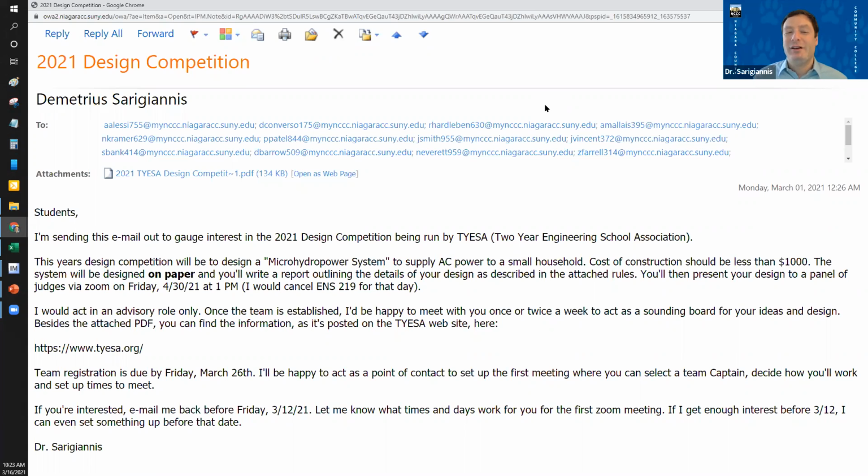the design criteria is to design this micro hydro power system to supply AC power to a small household. And you're not going to build this, right? You're not paying $1,000 here. You're designing this on paper, but the total construction cost should be less than $1,000. You need to design this thing so it can be built for less than $1,000. And then it'll be presented at a panel on April 30th.